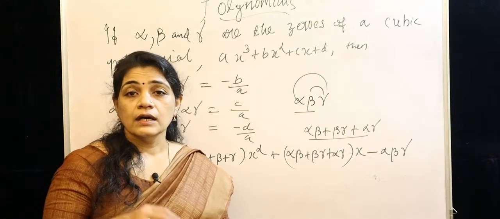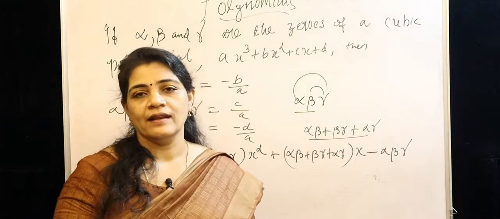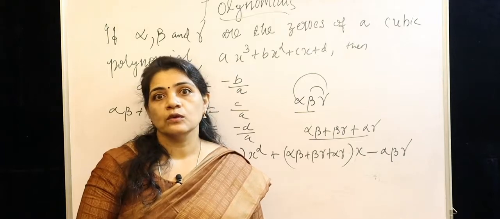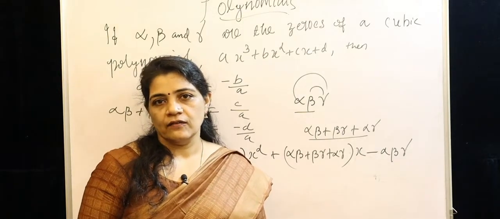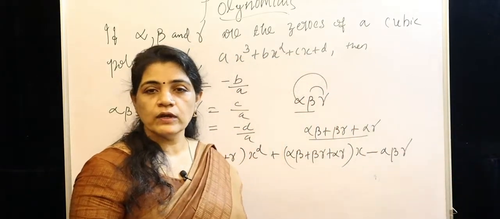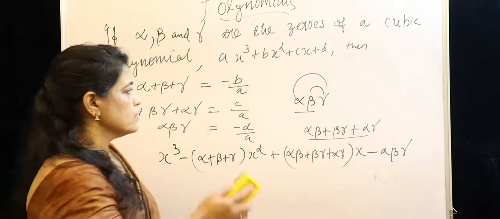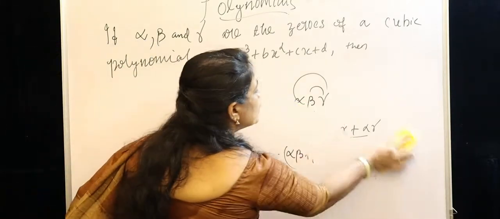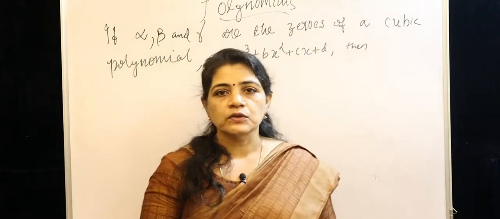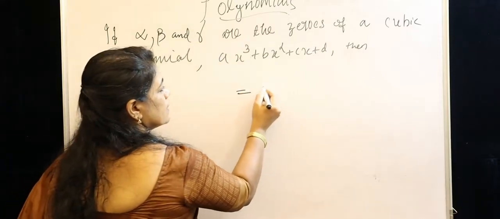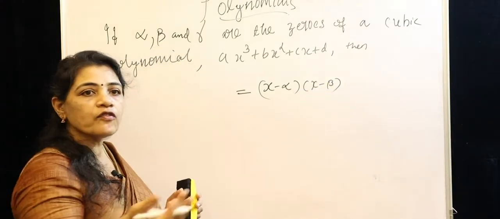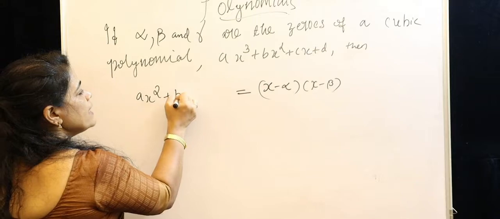plus beta gamma plus alpha gamma into x minus alpha beta gamma. But we have how to form a quadratic polynomial, if alpha and beta are given, or the sum of the zeros and product of zeros are given. In the same way we can formulate the equation for a quadratic polynomial also. See children, a quadratic polynomial will have 2 zeros, that is alpha and beta. Understood? So x minus alpha and x minus beta are the factors of ax square plus bx plus c.